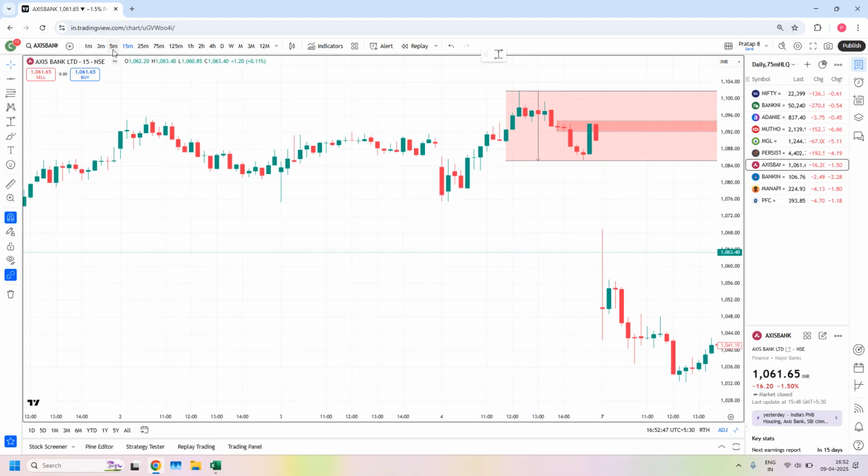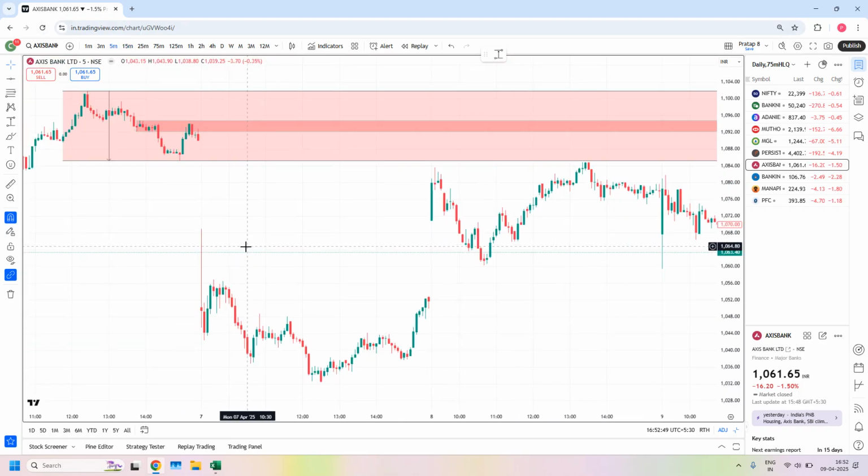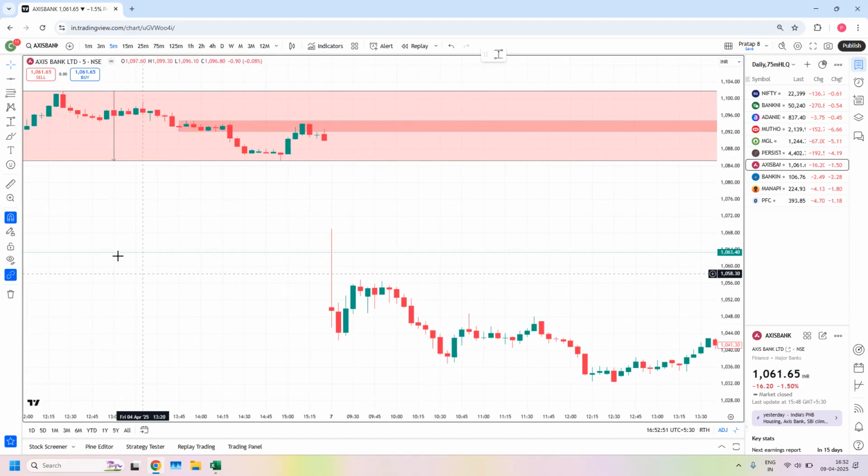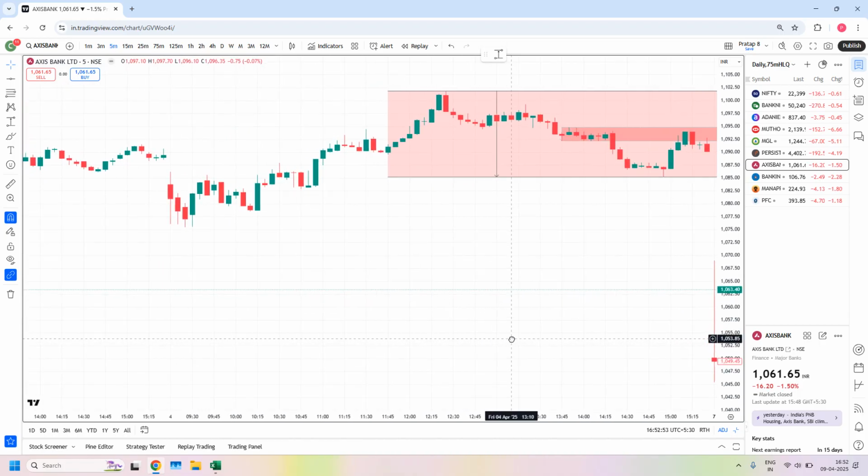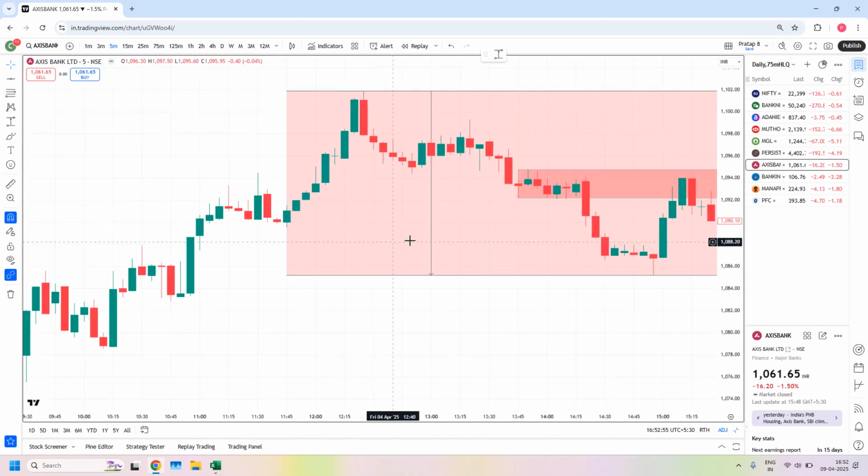If you go to the 5 minute time frame, here the structure, I am not happy with this 5 minute structure. The reason is it is a drop, 1, 2, 3, 4, 5, 6, 7 base candles and a drop candle. Actually this zone has to be violated, but it did not violate.